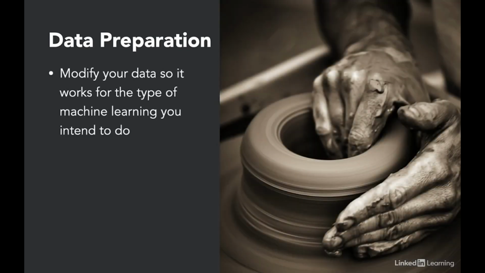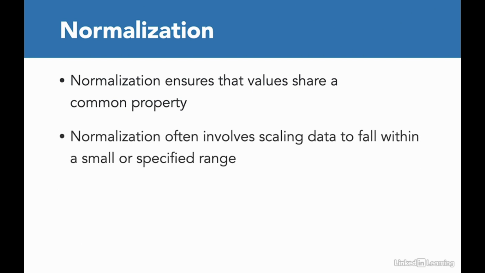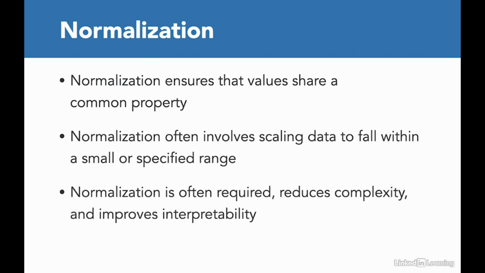Data preparation is a process of making sure that our data is suitable for the machine learning approach that we choose to use. Specifically, data preparation involves modifying or transforming the structure of our data in order to make it easier to work with. One of the most common ways to transform the structure of data is known as normalization or standardization. The goal of normalization is to ensure that the values of a feature share a particular property. This often involves scaling the data to fall within a small or specified range. Normalization is required by certain machine learning algorithms. It reduces the complexity of our models and can make our results easier to interpret.